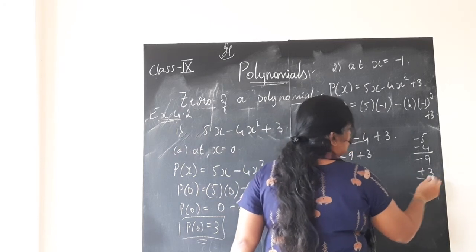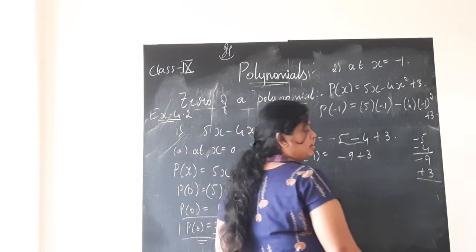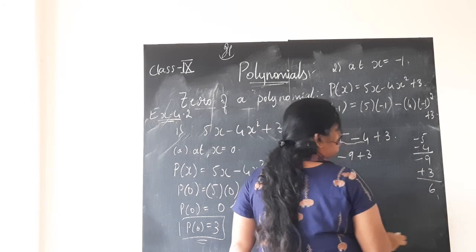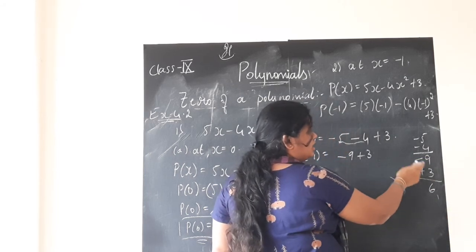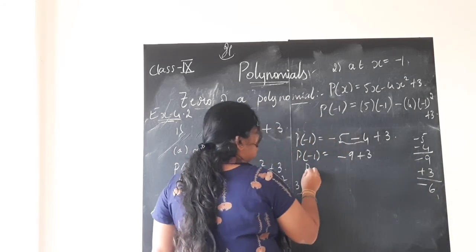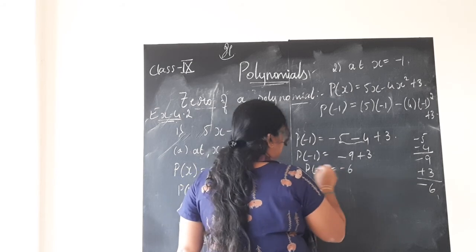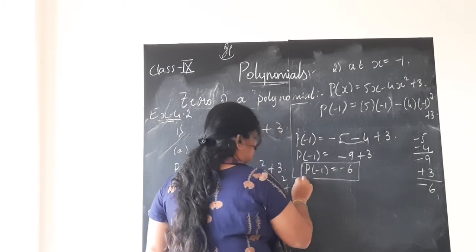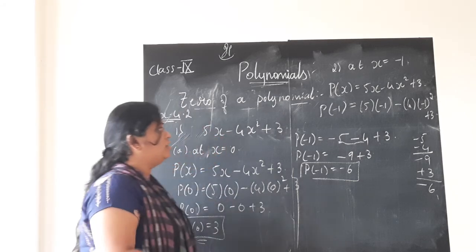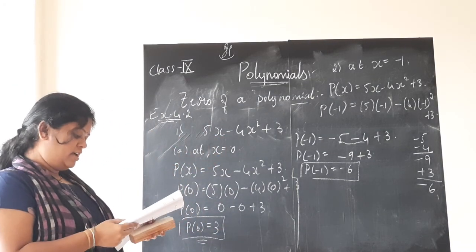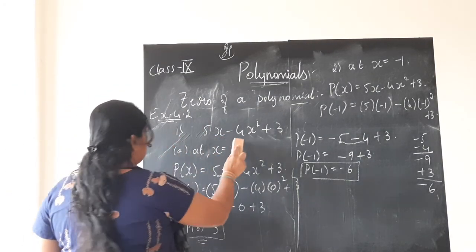Minus 9 plus 3. One number with a minus sign, one number with a plus sign means subtract. 9 minus 3 is 6. Put the greater number's sign. 9 is greater than 3, and 9 has the minus sign. P of minus 1 is minus 6. That's all. Understood? This is how you should solve. Next you have at x is equal to 2.